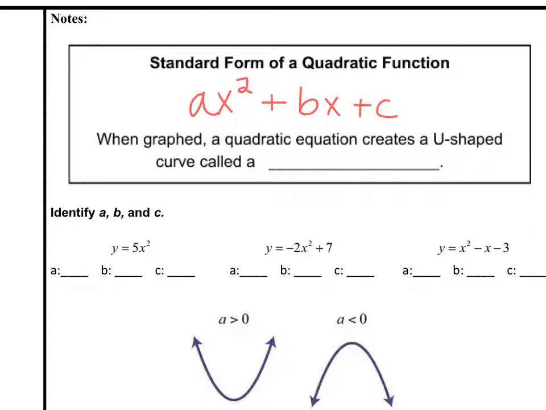So what makes it a quadratic again? Degree of 2. If you see that squared, that's a quadratic. When graphed, a quadratic equation creates a U-shaped curve called a parabola, not a parabola. Parabola. That's a fun word from yesterday. Parabola, not a parabola. I know it looks like parabola, but it's not.